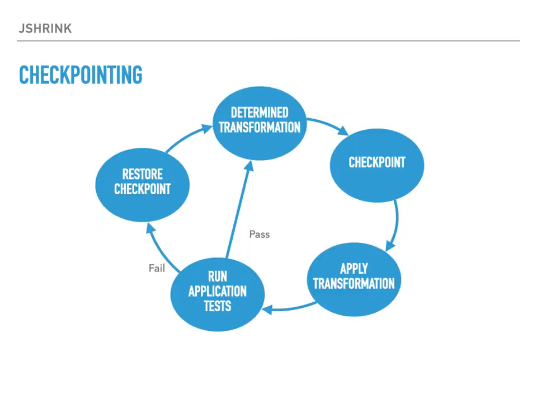It's worth here talking about checkpointing, which is another addition to JShrink. Checkpointing is our way of making JShrink safe. Checkpointing works by first checkpointing the application that's being transformed before applying the transformation. We then apply the transformation, run the application's tests, and if these tests pass, checkpoint again and apply another transformation. If any of the tests fail, we restore to the checkpoint.